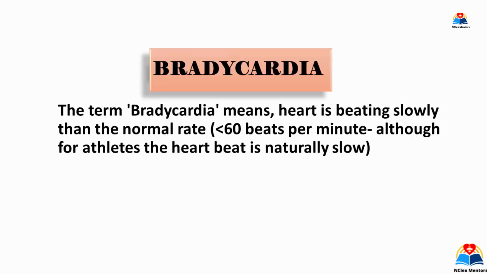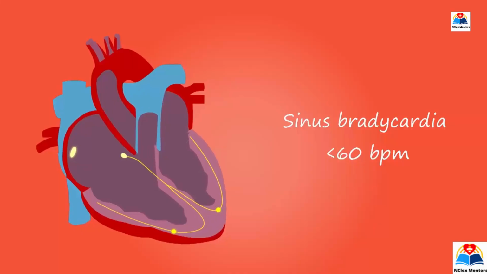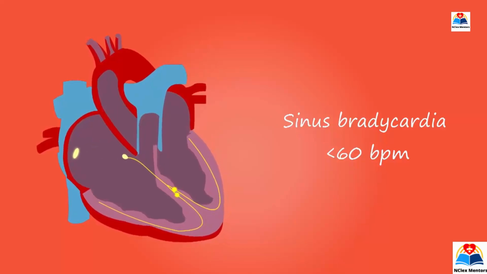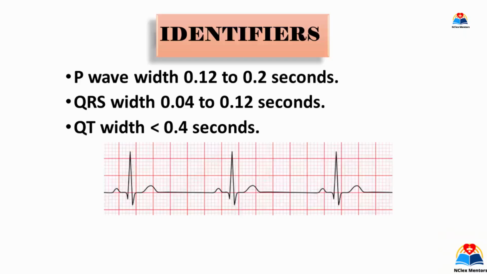Sinus bradycardia. By now you know the criteria for normal sinus rhythm. The term bradycardia means the heart is beating slower than the normal rate. That means less than 60 beats per minute. So how can we identify sinus bradycardia? We have to see if the P wave width is between 0.12 to 0.2 seconds or not. QRS width should be between 0.04 to 0.12 seconds. QT width should be less than 0.4 seconds.